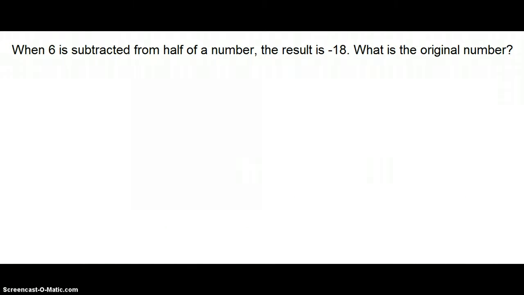Next we have, when 6 is subtracted from half of a number, the result is negative 18. What is the original number? Well, 6 is subtracted from then half of a number, and result is negative 18. Those are all of our useful bits of information. Now step 2, we don't have any variables in here. We are just told this, half of a number. Since they didn't actually give us a number or a variable, let's pick a variable. Let's call it b.